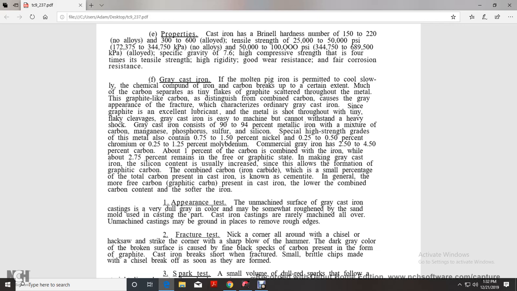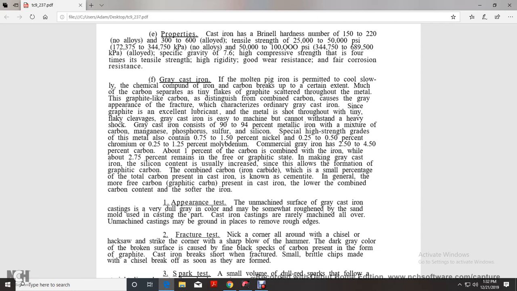The tiny flaky cleavages of gray cast iron make it easy to machine, and it can withstand heavy shock. Gray cast iron is considered 90 to 94% metallic iron, with a mixture of carbon, manganese, sulfur, and silicon. Special high strength gray metal contains 0.75 to 1.5% nickel, 0.25 to 0.5% chromium, and 0.25 to 1.25% molybdenum. Medium commercial grade has 2.5 to 4.5% carbon.